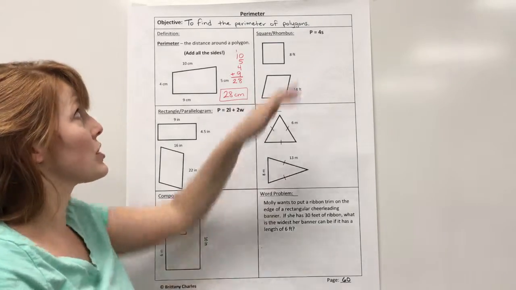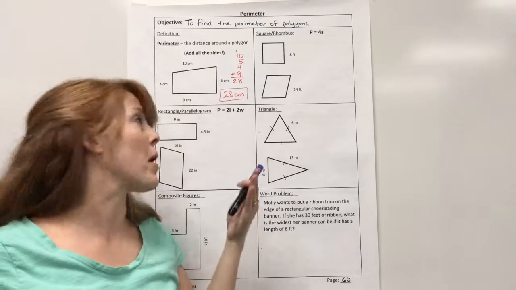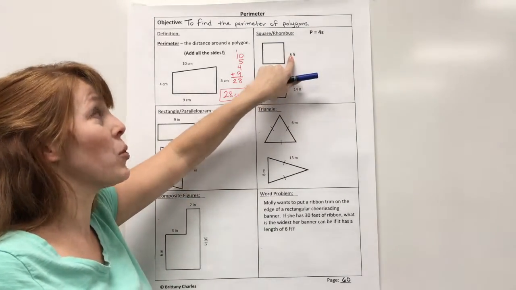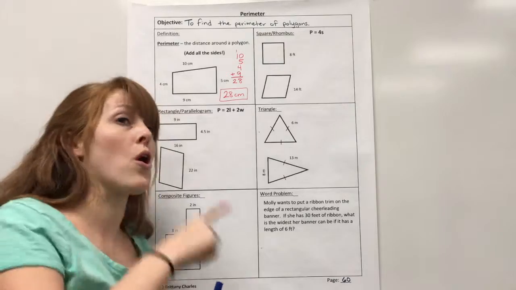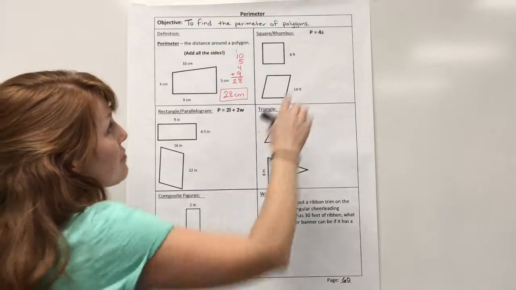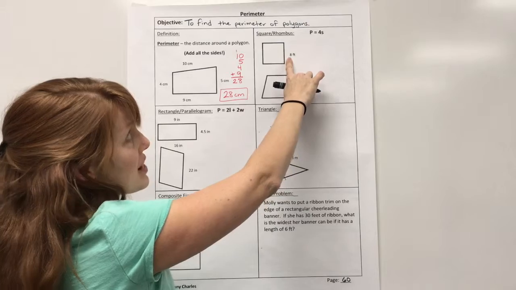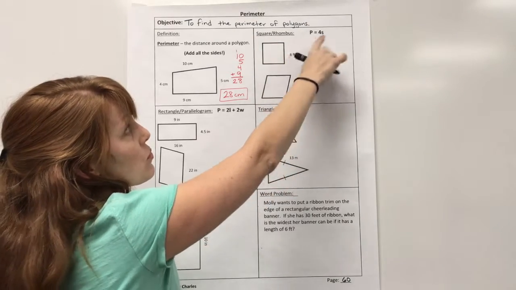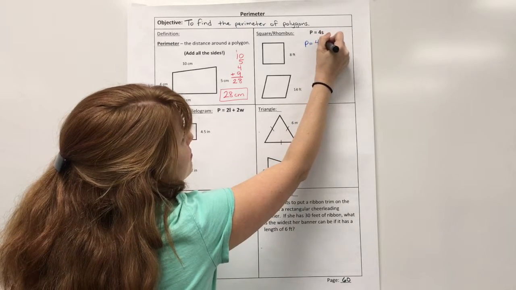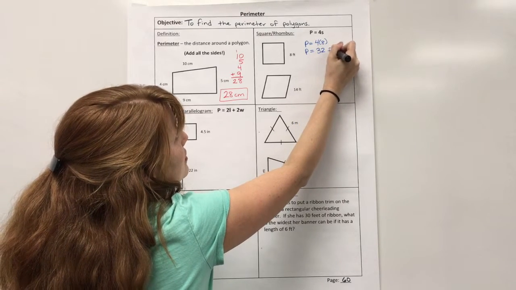Okay, so now let's see if we have a square or a rhombus. First of all, what do I know about squares and rhombuses? All the sides are the same length. So all I need to do is label one side and I could figure out the perimeter all the way around, since each side would be the same. So we can have a formula, which is 4 times the length of a side. Since the length of this side is 8 and all 4 are 8, we just multiply by 4. So the perimeter would equal 4 times 8, and that would equal 32 feet.